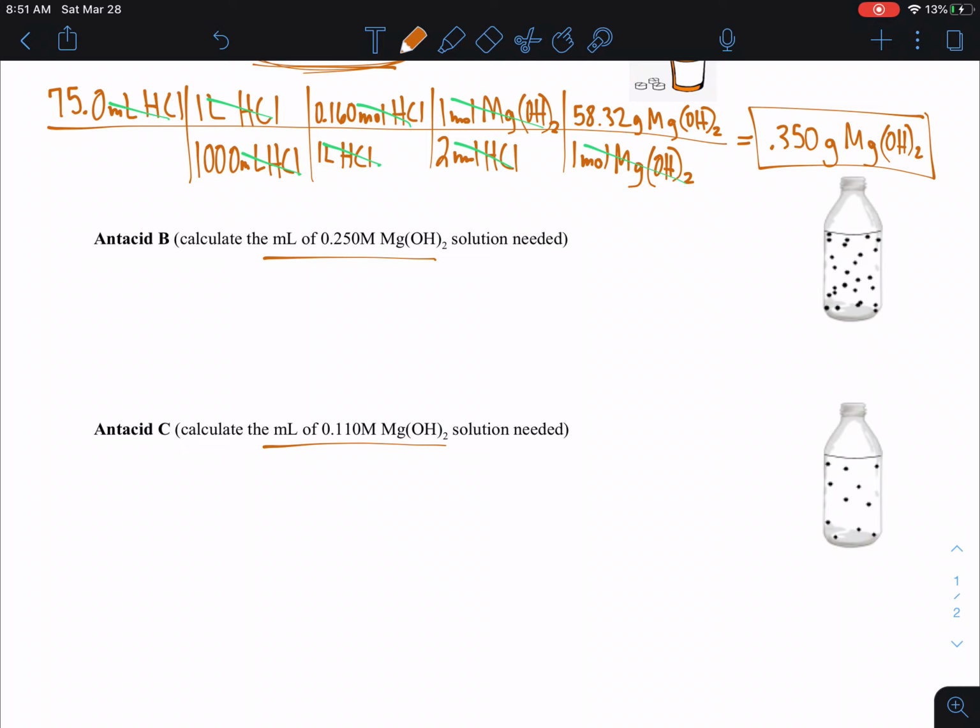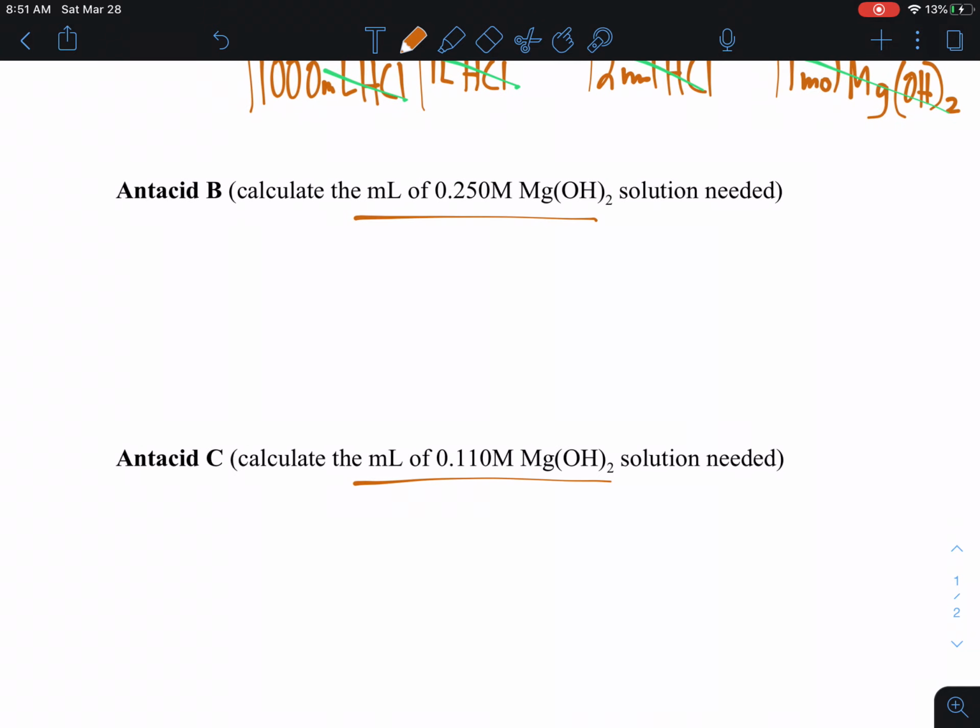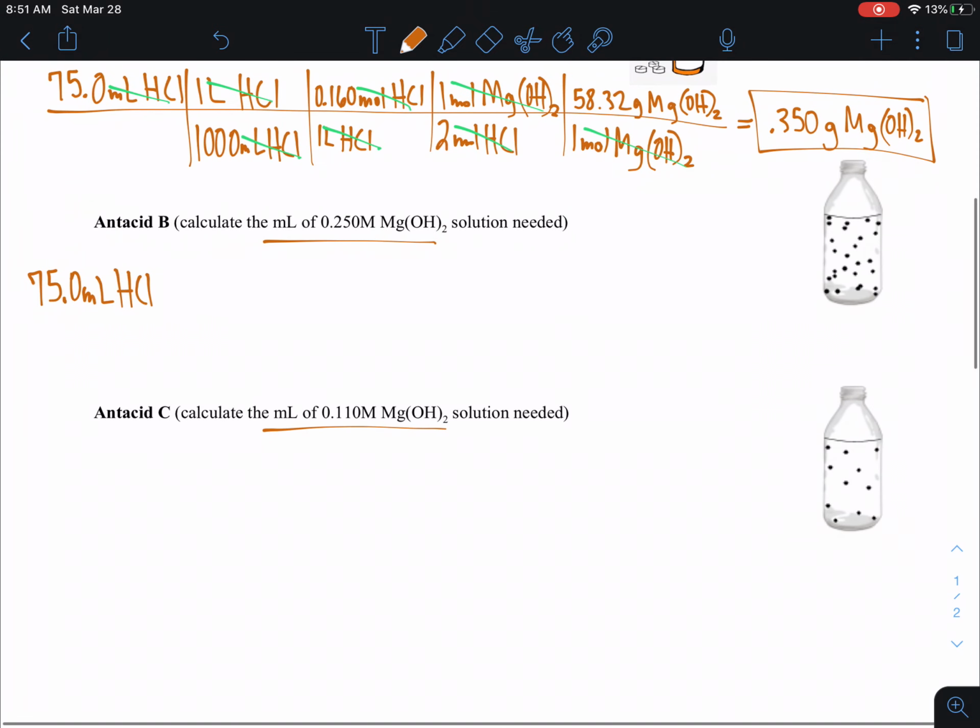So we're going to be wanting to end up this time with milliliters. This is like pouring cough syrup or some other medication that's a liquid. You don't need grams, you need to know how many milliliters or how many ounces you need. So we're going to start off with the same given, which is that Mr. Beaker still has 75 milliliters of acid in his stomach.